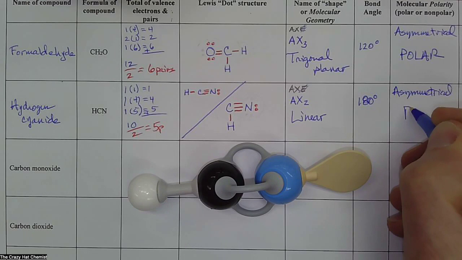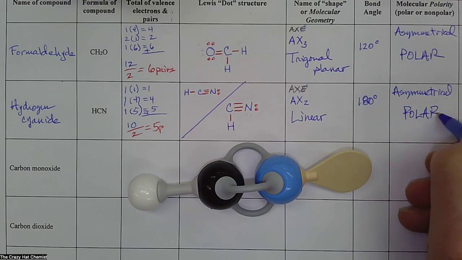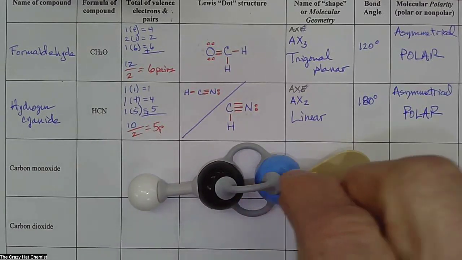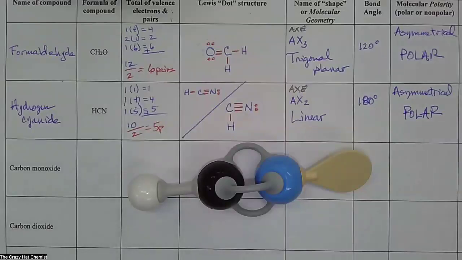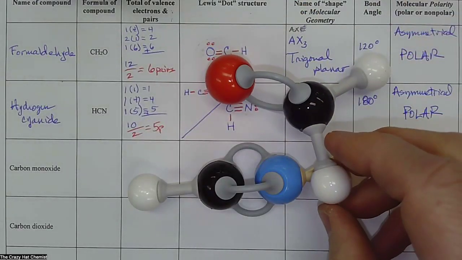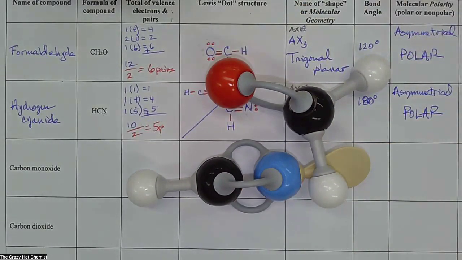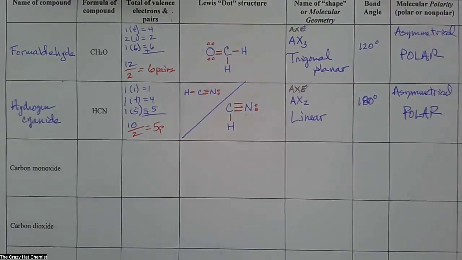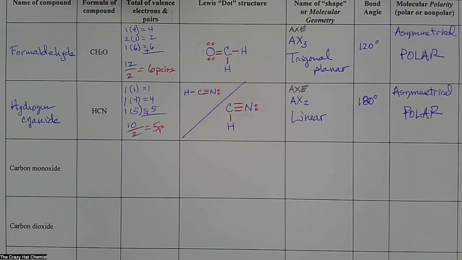And that means that this is polar. Okay, fantastic. All right, we've done hydrogen cyanide. Very interesting one. I want you to see that that's a double bond there with the formaldehyde, and now you got that triple bond. Excellent. All right, let's pull these away. We've done double bonds and triple bonds before on a previous worksheet, so yeah.